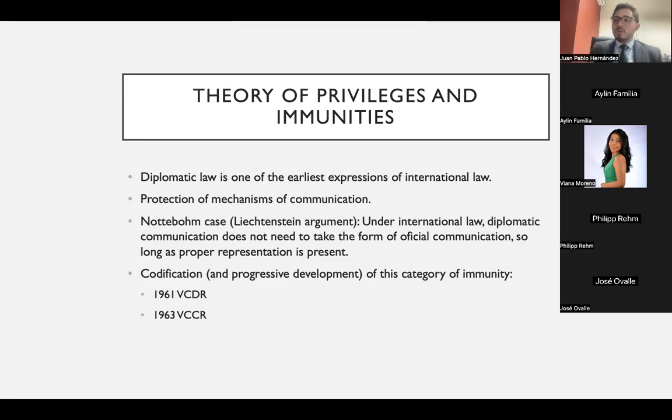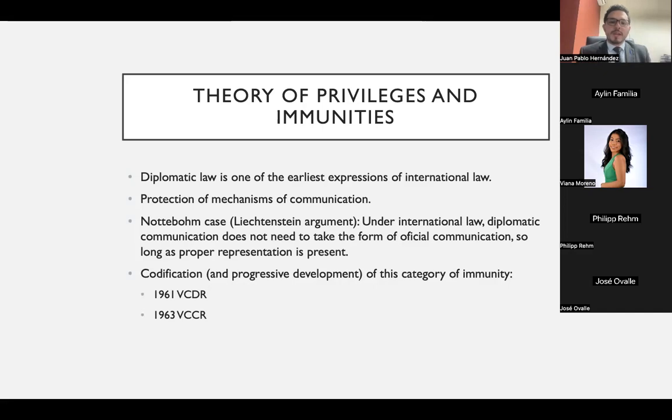What needs to be understood in this respect is that diplomatic law, as a field of international law, is, according to very many experts, one of the earliest expressions of international law. And what we can see when analyzing diplomatic law is that it is grounded on principles that are rather simple, but when one applies them to the facts of different cases, they become very complex.